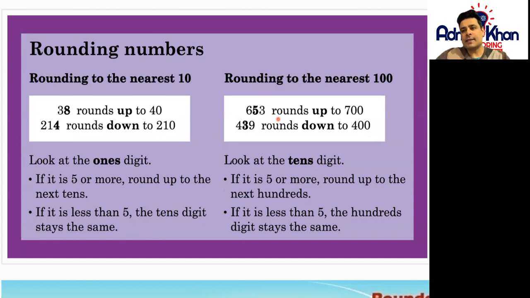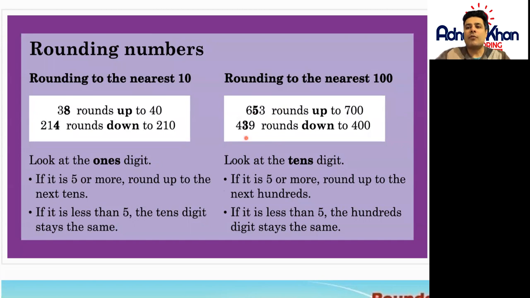Let's have a look at the next example that we have, rounding to the nearest 100. So here, if it is 5 or more, round up to the next hundreds. If it is less than 5, the hundreds digit stays the same. So for example, in this case, 653, is it closer to 600 or is it closer to 700? So we know the number that's exactly halfway between 600 and 700 is 650. So 653, which is slightly more than 650, will round up to 700.